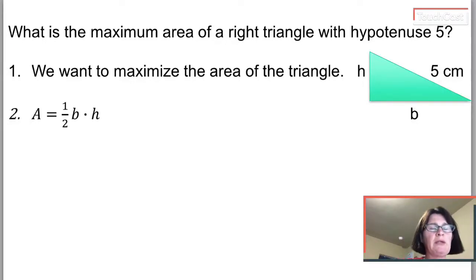So one more practice problem here. We want to know the maximum area of a right triangle whose hypotenuse is 5. So I've drawn in a little right triangle. I know the hypotenuse is 5.